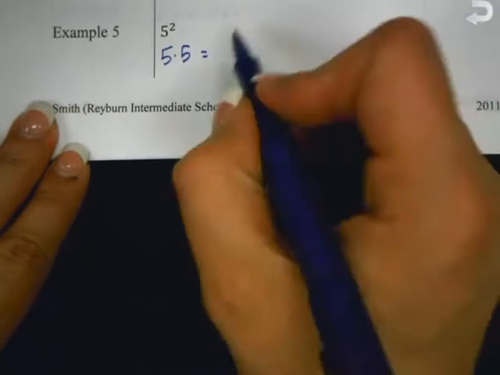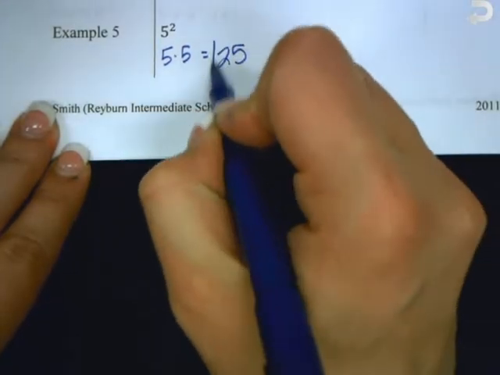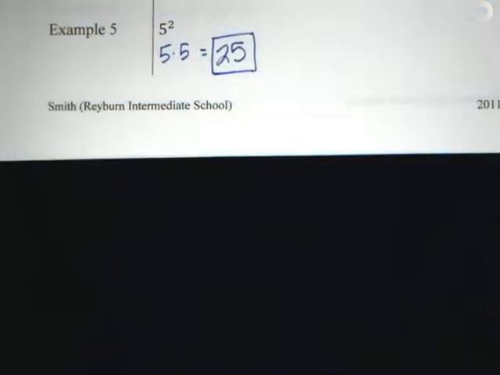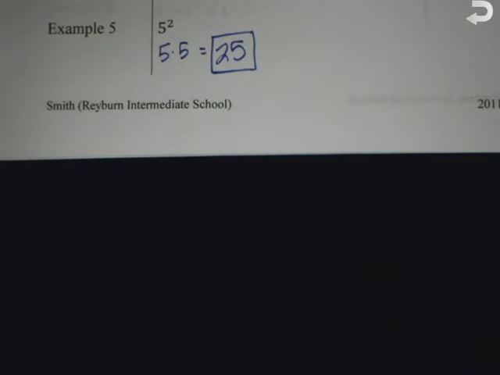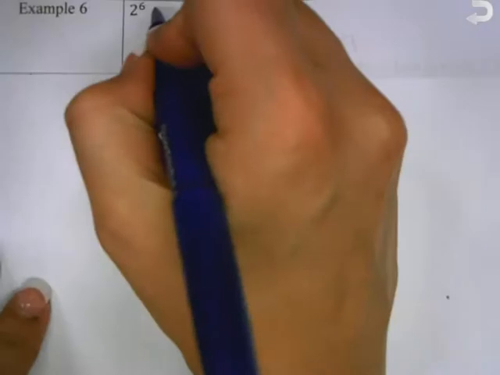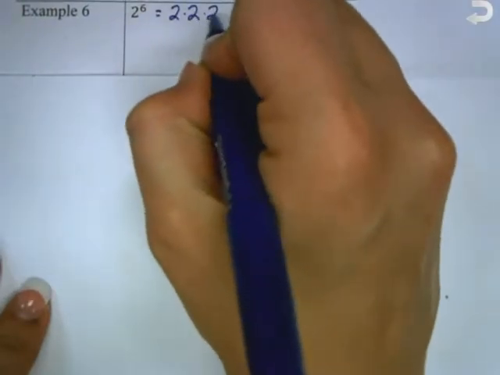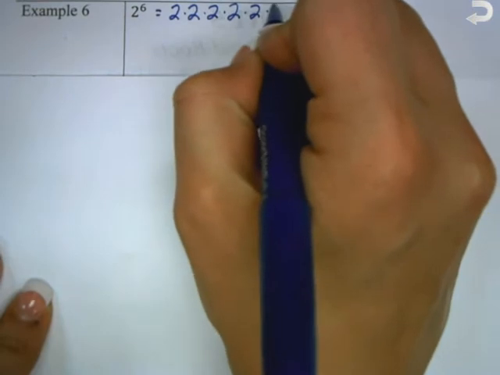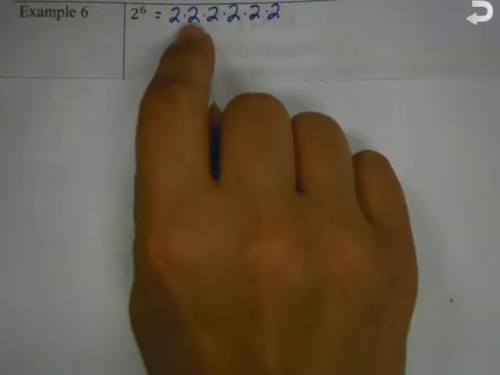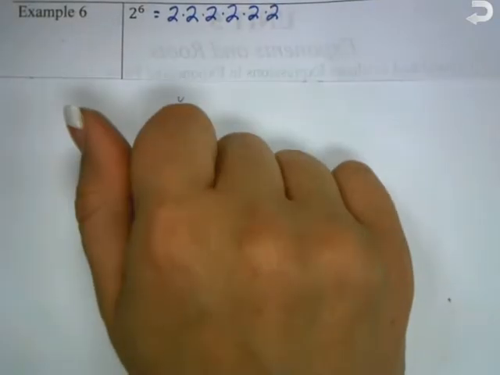Okay, example 6. 2 to the power of 6. Let's expand that first. What does that expand to? 2 times 2 times 2 times 2 times 2 times. No. Times 2. You only said 5. Okay. So what is 2 times itself 6 times? 64. Good job. You know how many people thought in first period that it was 16 or 12? Because they went straight to 12, multiplying 2 times 6. They didn't do it all the way out.